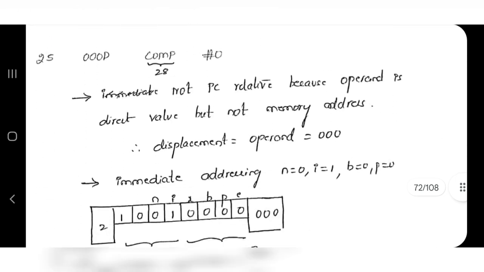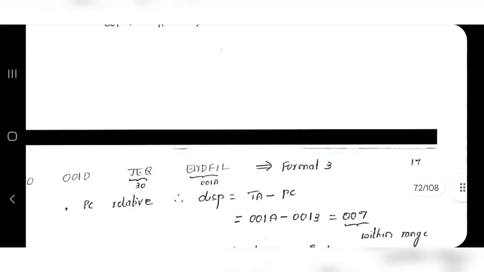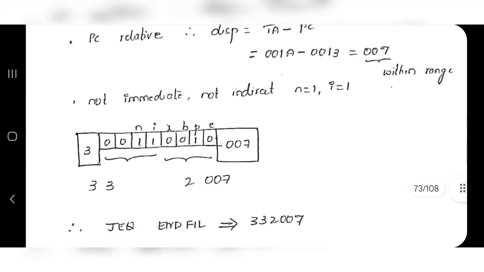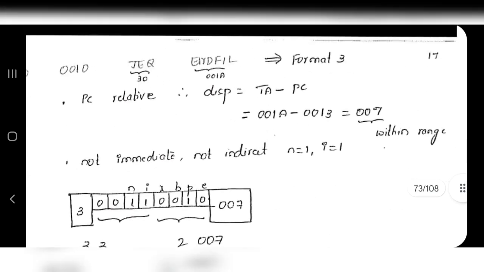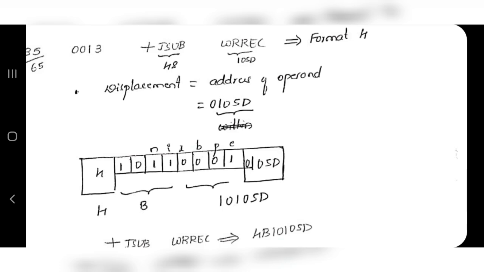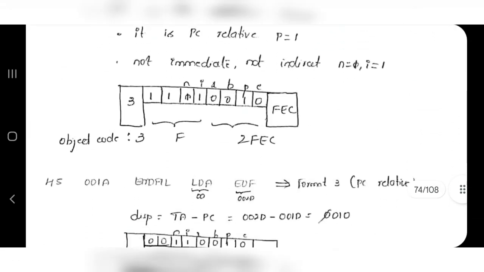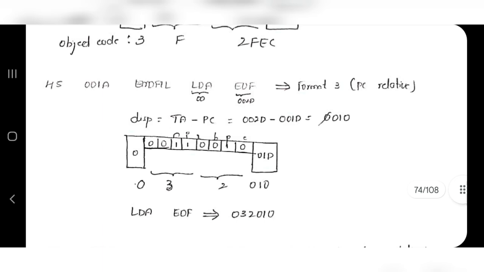Let's see if any other exception is there, what we have to do. So here also it's the same thing, just the displacement operand is here 0, so we are just writing zeros here. And here also it's the same thing, it's within the range, so we are not doing anything. Let me just tell you where the differences actually happen. So yeah, here one difference will happen.